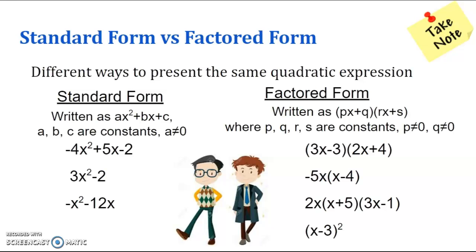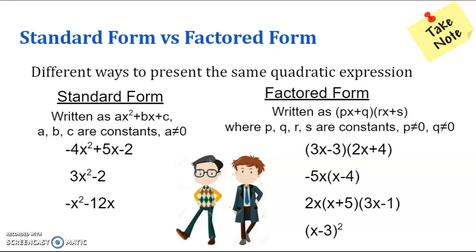Factored form is when it's written as something multiplied by something with no additional addition or subtraction outside those two parentheses, where p, q, r, s are constants. That does not mean that they have to be integers, but p cannot be 0 and q cannot be 0. That is the only restriction, because to be quadratic you have to have some x squared as the leading term. So that is the reason that p cannot be 0 and q cannot be 0.